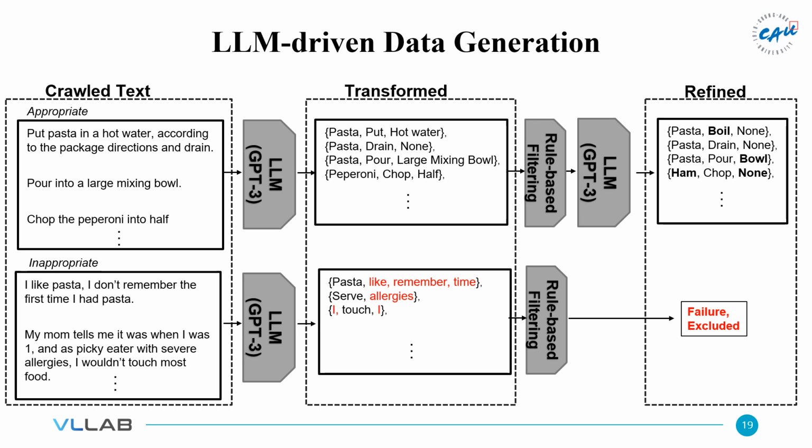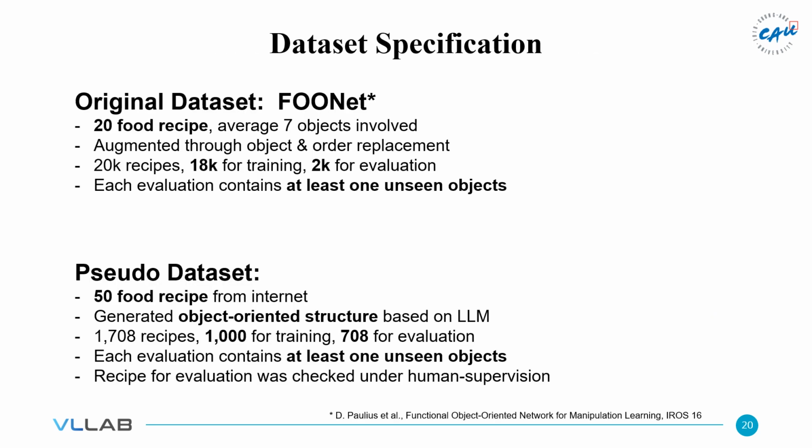With the filtered samples, we prompt the LLM again to refine the words within the object-oriented structure to satisfy the robot capability. We change them to fit the predefined actions capable for robots. In this case, we filter out once more to exclude the recipes that robots cannot perform. This is the training dataset for our task planning framework.